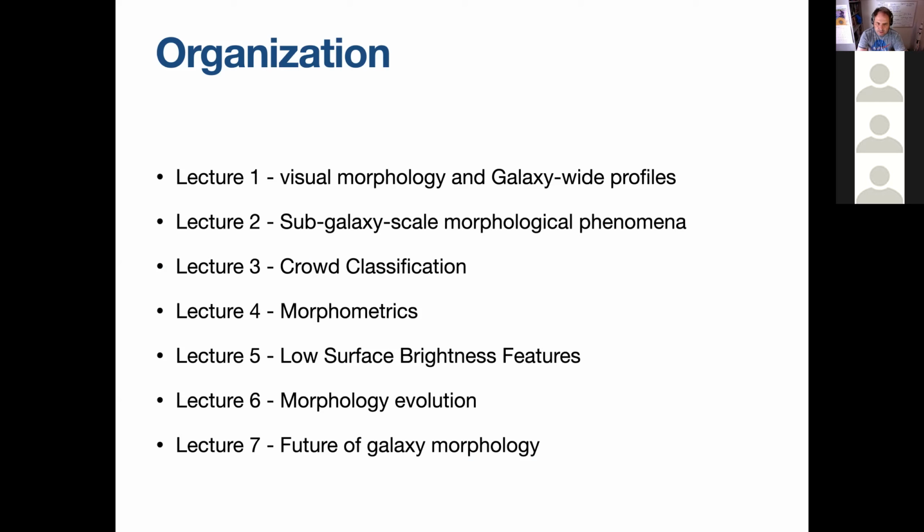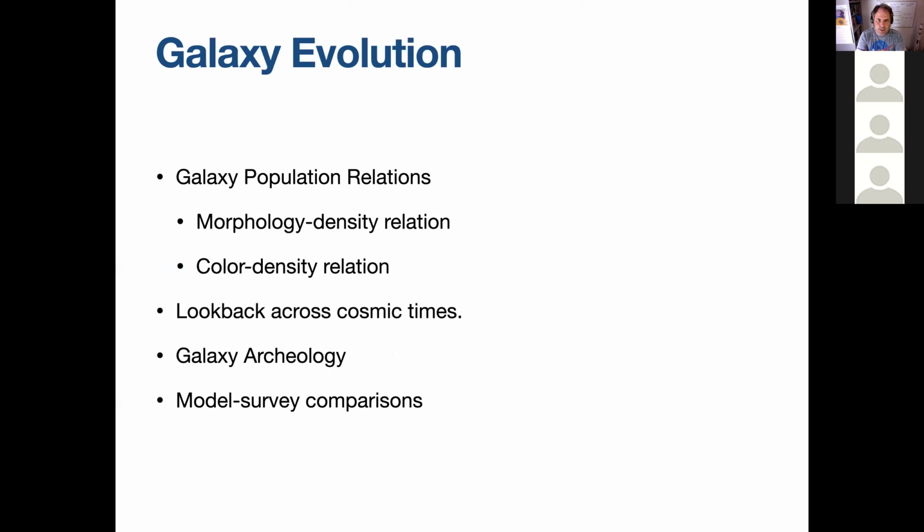I'll talk about how I think we're going to do this in the future, what kind of techniques we'll end up using, what kind of surveys we'll end up using. But today we'll talk about evolution. So first, there are a couple of galaxy population relations. These are things that we noticed in the local universe that seem to hold for morphology or, for example, color or size. And the first thing to do then is to look back across cosmic times, to look at more distant galaxies and see if those relations hold.